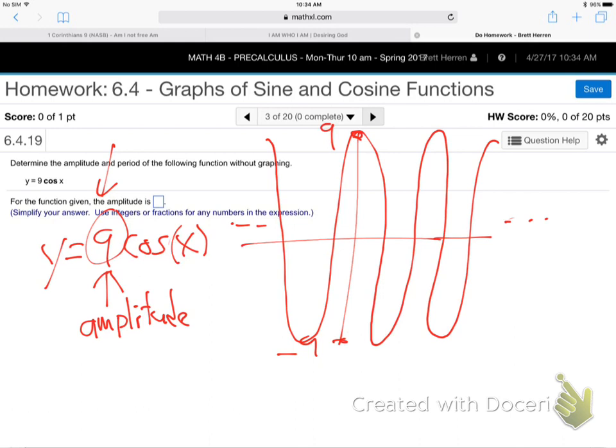And then they also want, what else do they want? Oh, period. What's the period of cosine? Yeah, it's 2 pi, unless they mess with the x stuff. If they mess with the x stuff, then that'll change it. I'll show you that in a minute when they do mess with it. But for now, it's just 2 pi. That good to there? Questions?